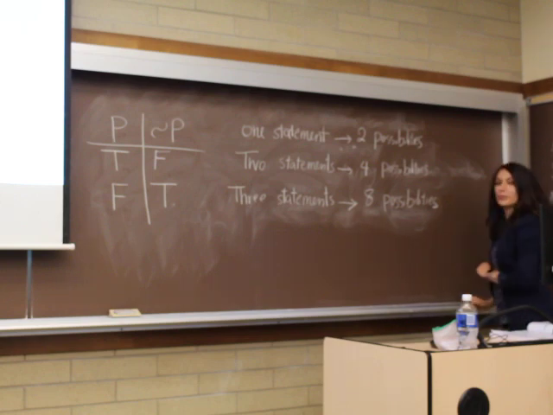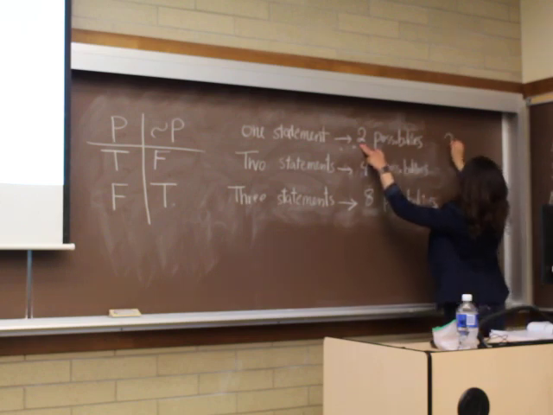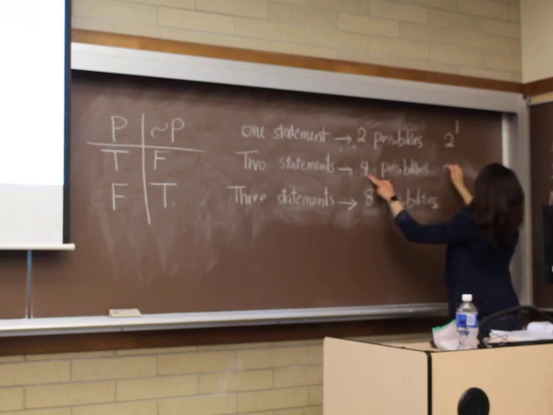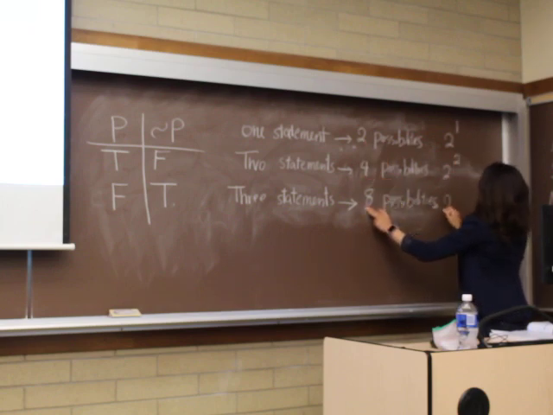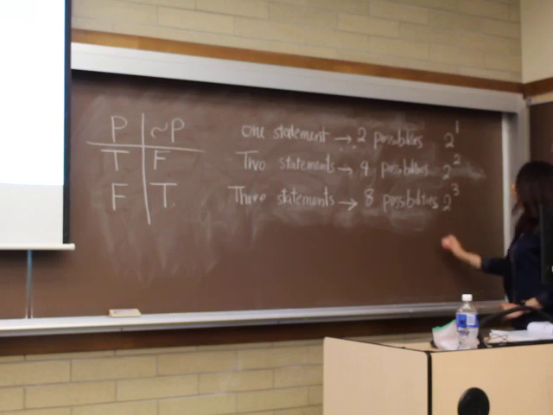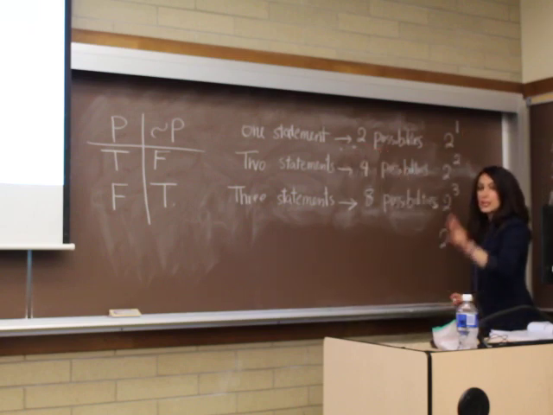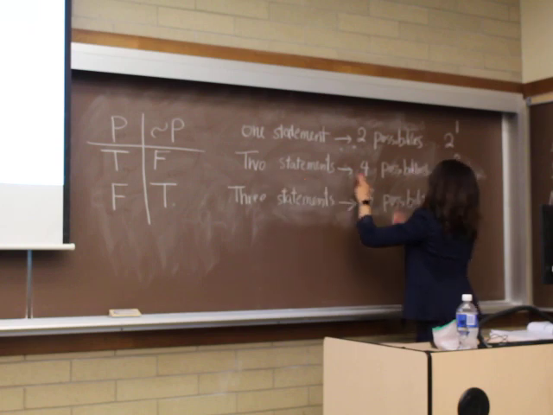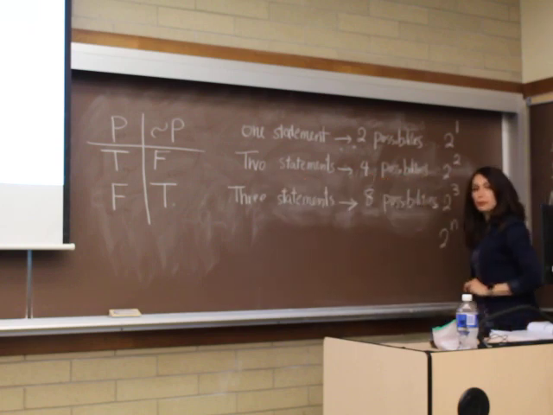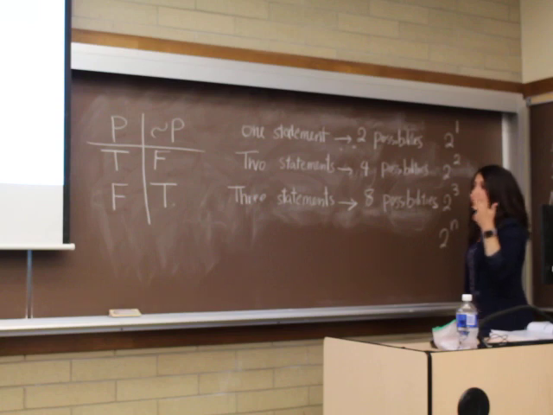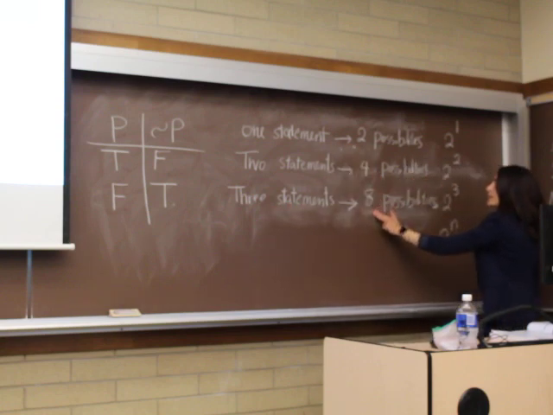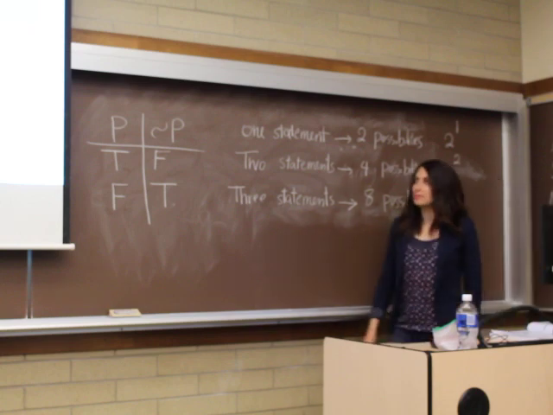Wait a minute. What's happening? 2 is 2 to the power of 1. 2 to the power of 2. 2 to the power of 3. So we have 2 to the power of n. N is the number of statements that you have. If you have one statement, 2 to 1 is 2. You have 2 possibilities. If you have 2 statements, n is 2, 2 to 2 is 4. You have 4 possibilities. If you have 3 statements, 2 to 3 is 8. You have 8 possibilities, and so on, right?